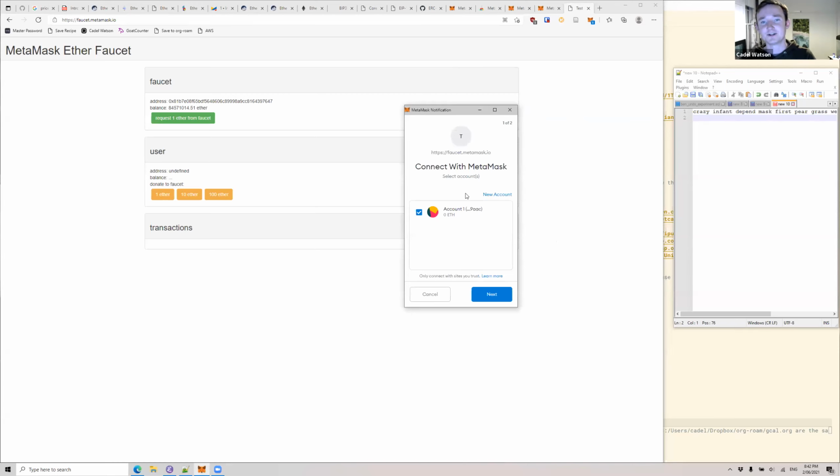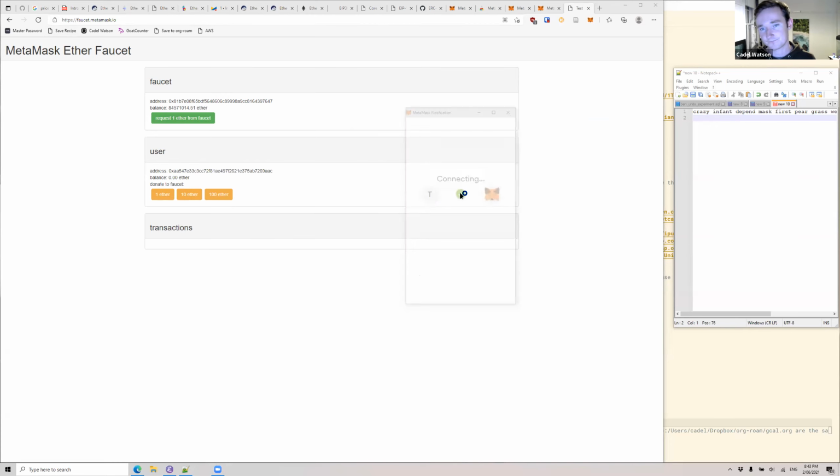Okay, so I've clicked request 1 Ether from Faucet, and now I have this prompt. So Metamask is asking me, do I trust this application? Do I trust this site to use my account? I do, so I'm just going to click next, and then I'll click connect. Okay, so now I have requested 1 Ethereum from the faucet.